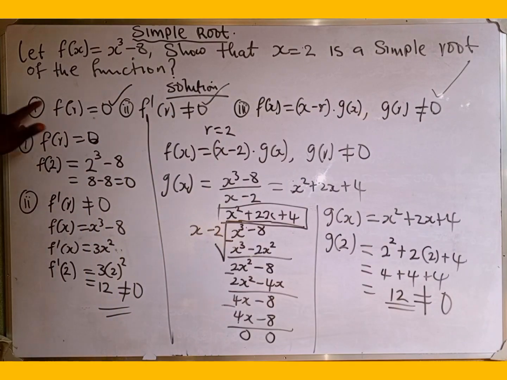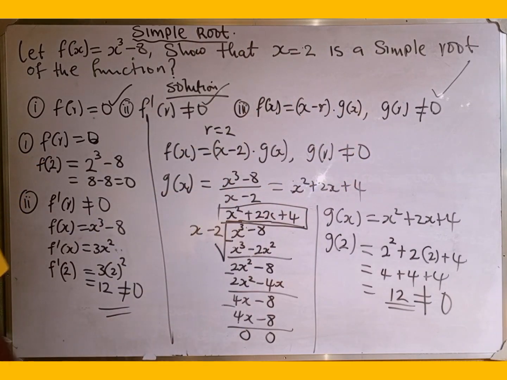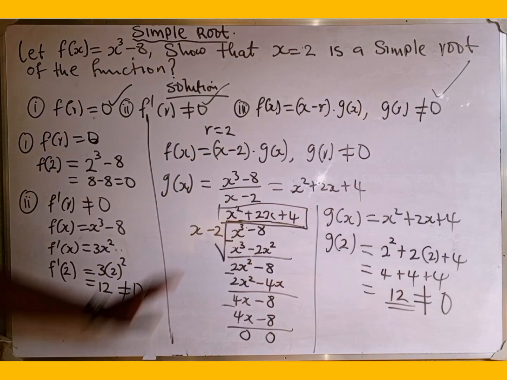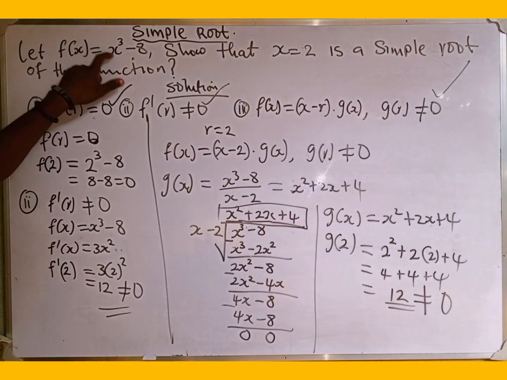So if you see the first condition, second condition, and the third condition, they are all satisfied. Now we can conclude that x is equal to 2 is a simple root of this given function, x cubed minus 8.